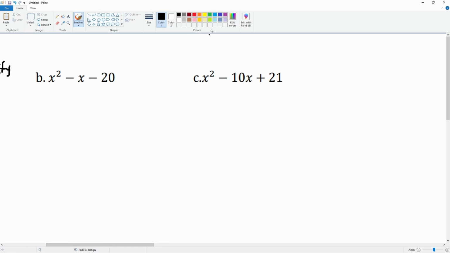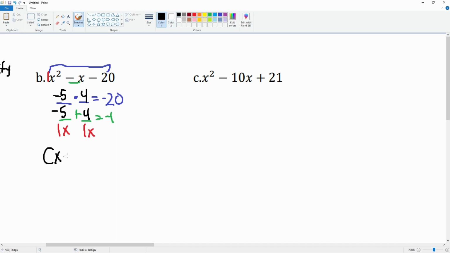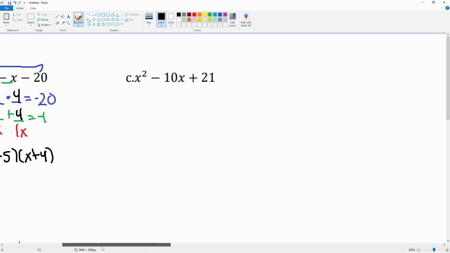Here, let's set up the dashes. So we want two numbers that multiply to make negative 20 and add up to this middle number of negative 1. Those numbers are 5 and 4, with the negative on the 5. Negative 5 times 4 is negative 20. Negative 5 plus 4 is negative 1. I can now divide by that number in front of 1x. So in factored form, it is just x minus 5 and x plus 4. That would be the complete factorization of it.